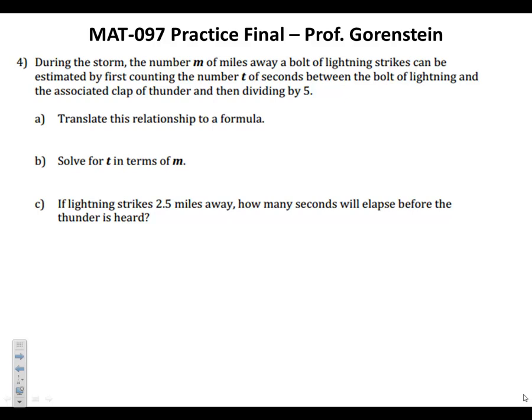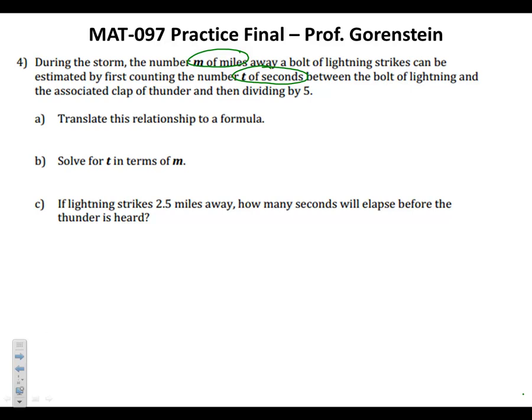In this application problem, we're given a problem in words, and our first task is to translate this statement into an algebraic equation. So we have two variables here, m and t. M is representing distance in miles, and t is representing time in seconds. In the problem, it states that the number of miles can be estimated by counting the number of seconds between the bolt of lightning and the associated clap of thunder, and then dividing by 5.